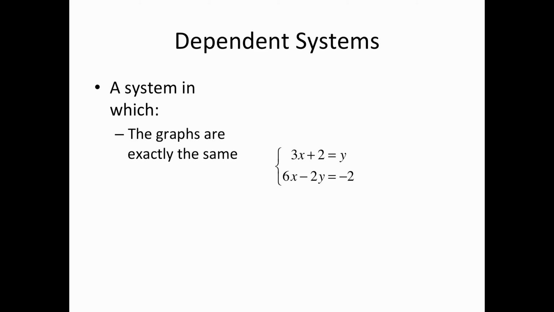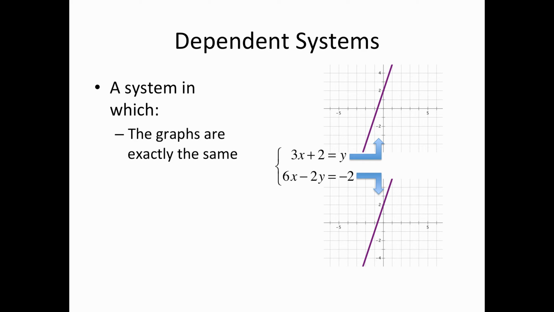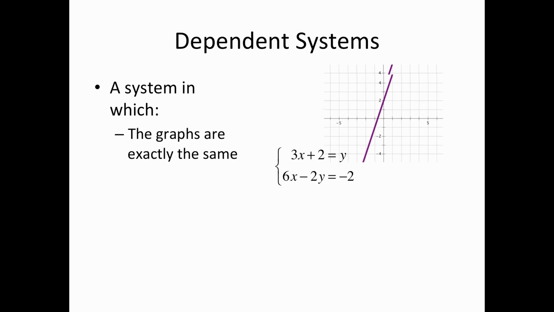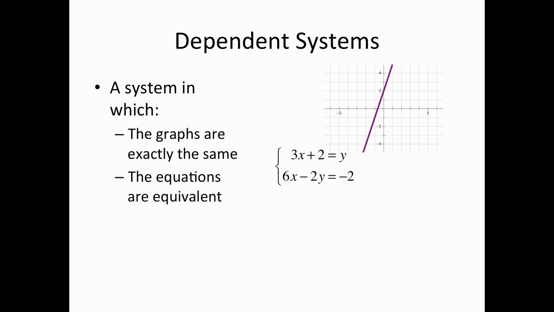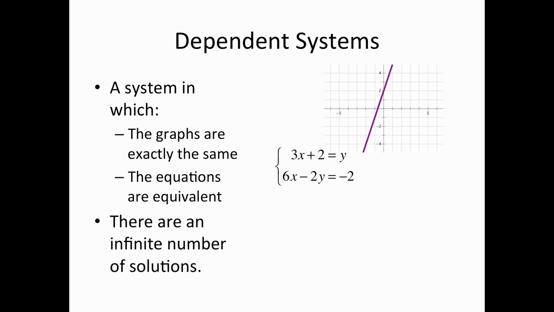If we look at this system, 3x + 2 = y, and 6x - 2y = -2, the graph of the first equation looks like that. This is the graph of the second equation, and we can see that the two equations are identical. We can also say that even though the equations look different, they are actually equivalent, meaning that any xy pair that satisfies the first equation will also satisfy the second equation. And for this, there are an infinite number of solutions.